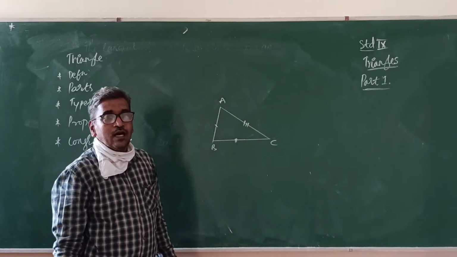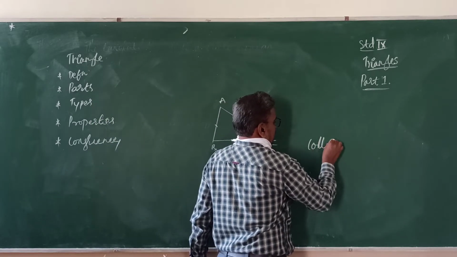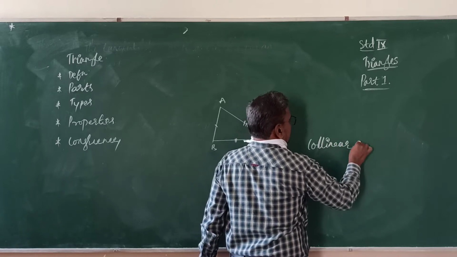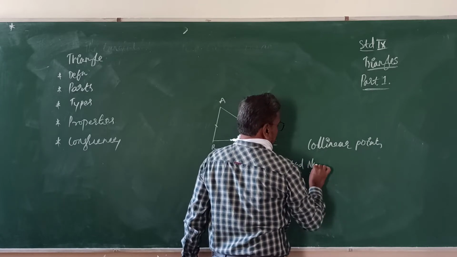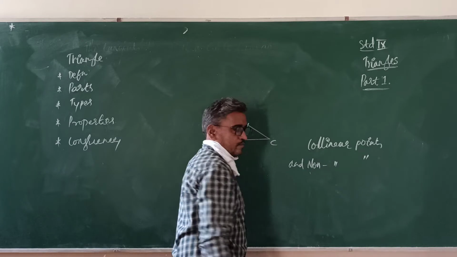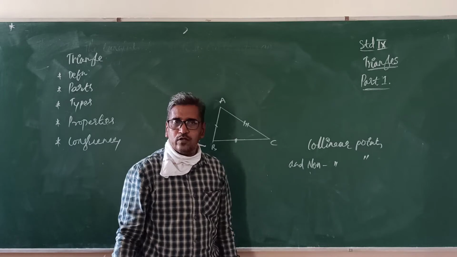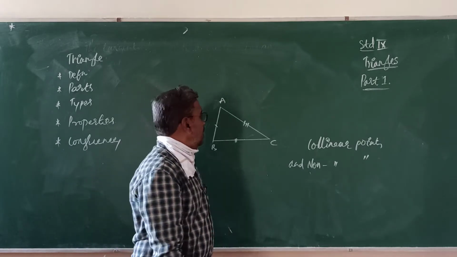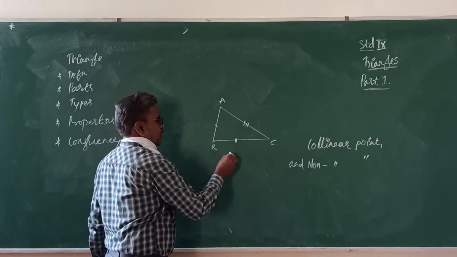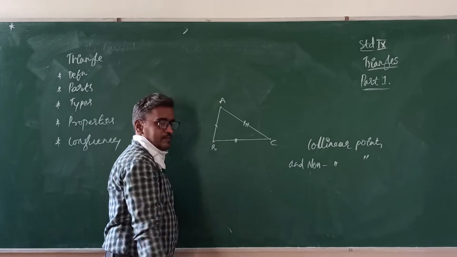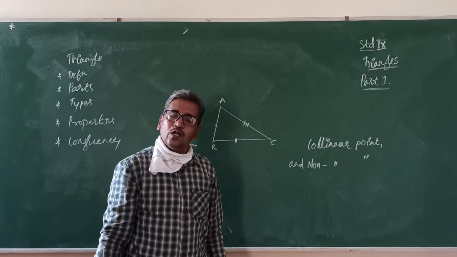So, collinear points and non-collinear points. We know the definitions of collinear points and non-collinear points very well. So what can you tell about this? A is a point in a plane, B is a point in a plane, C is a point in a plane. Are they collinear points? No, they are non-collinear points.